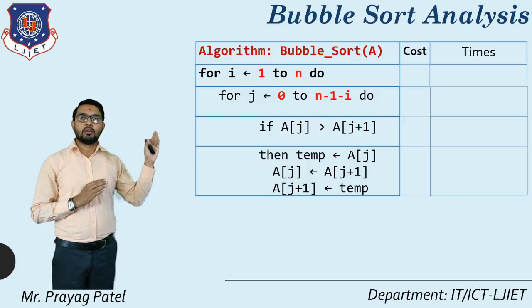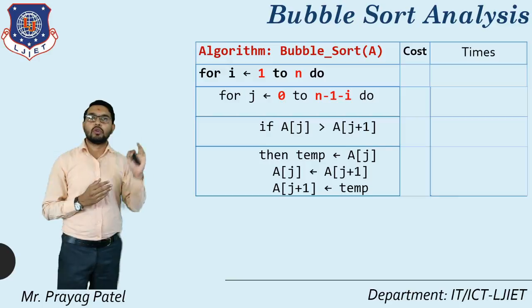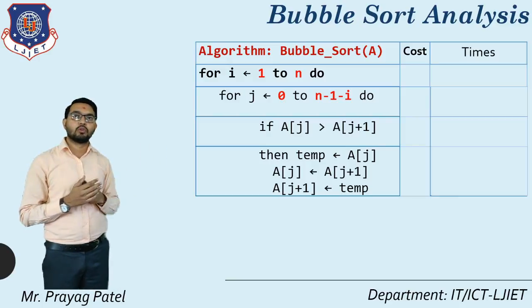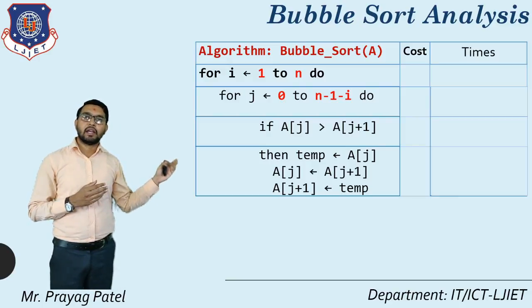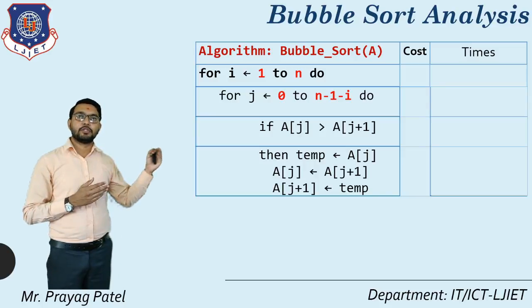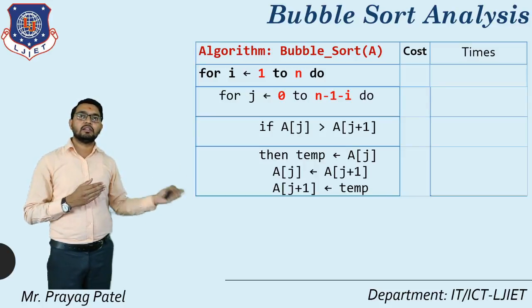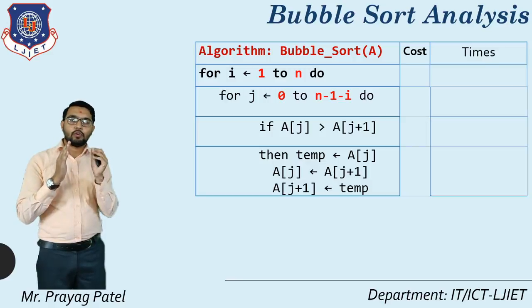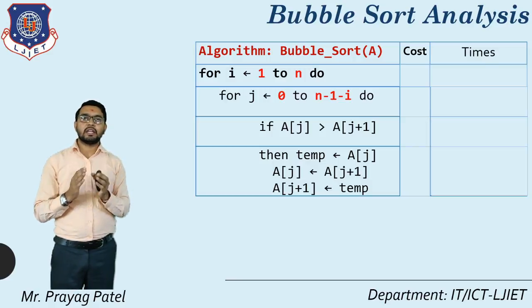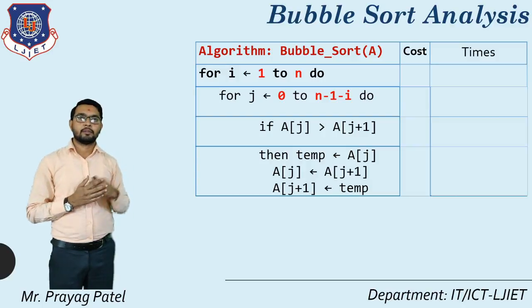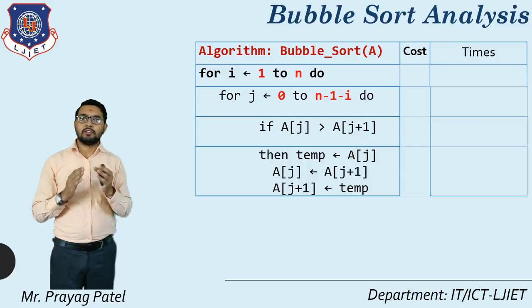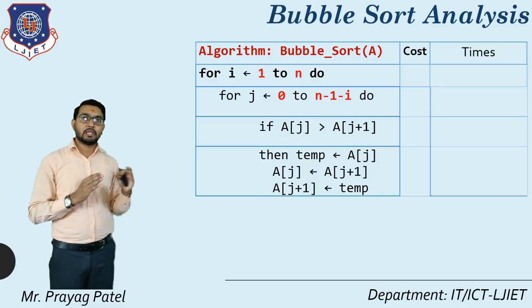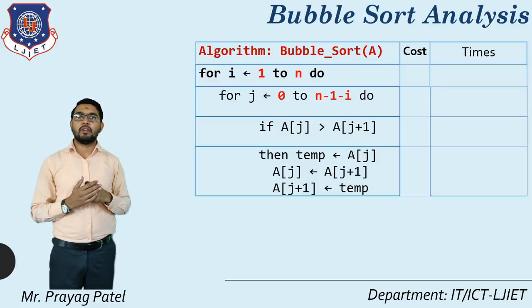So here consider the algorithm for the bubble sort: for i equal to 1 to n minus 1, for j equal to 0 to n minus 1 minus i, and the following condition A[j] greater than A[j+1], and then the swapping operation. Now for each and every line we can consider two factors, cost and time. The first factor, cost, means C1, C2, C3, C4. Time means how many times a particular statement will be executed.